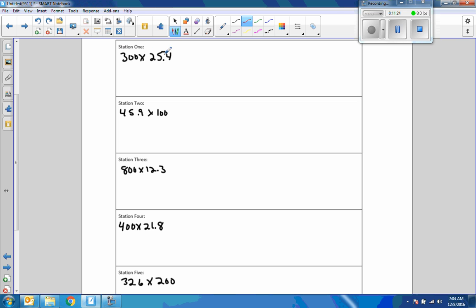We're going to multiply 300 by 25.4. So we're going to take the 300 times 25 plus 0.4. Step 1, split up the whole portion of the number and the fraction part for the decimal. Step 2, distribute 300 times 25 plus distribute 300 times 0.4. Calculate that.